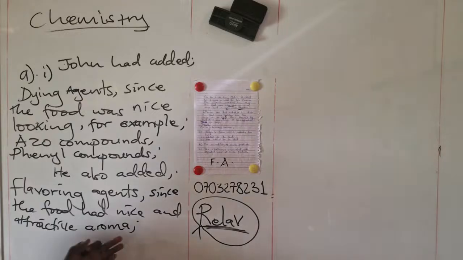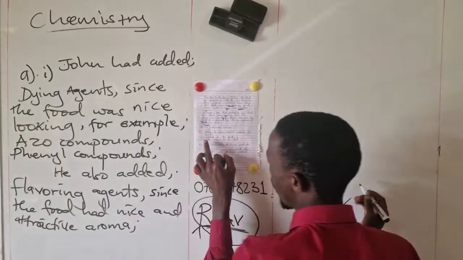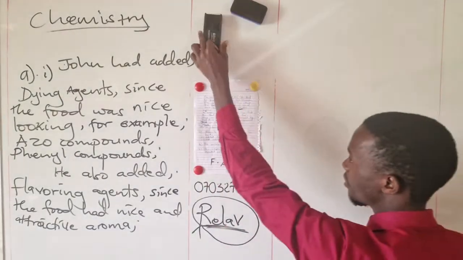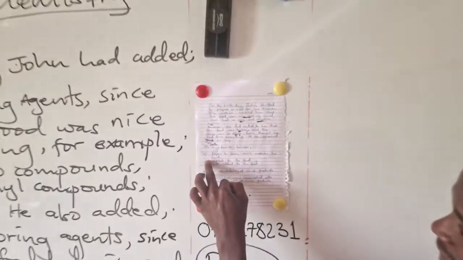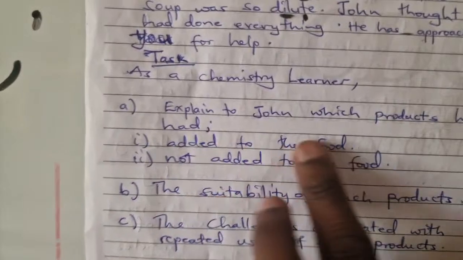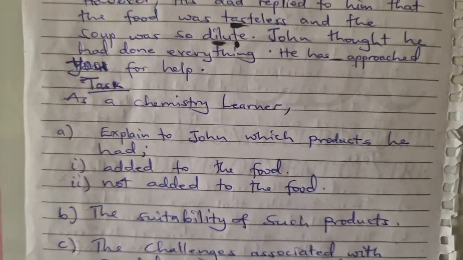The garlic itself improves the aroma of food, the onions. We are giving products that actually enhance and improve the aroma of food. So basing on Roman 1 of the tasks given, where they told us to explain to John which product he had added, I think those fit to be the responses.